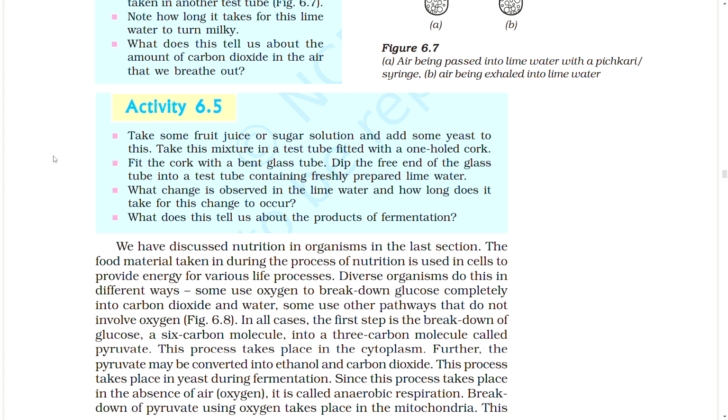Activity. Take some fruit juice or sugar solution and add some yeast to this. Take this mixture in a test tube fitted with a one-hole cork. Fit the cork with a bent glass tube. Dip the free end of the glass tube into a test tube containing freshly prepared lime water. What change is observed in the lime water and how long does it take for this change to occur? What does this tell us about the products of fermentation? Comment this.